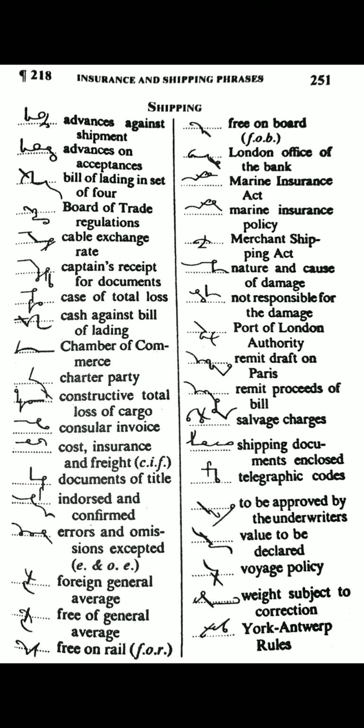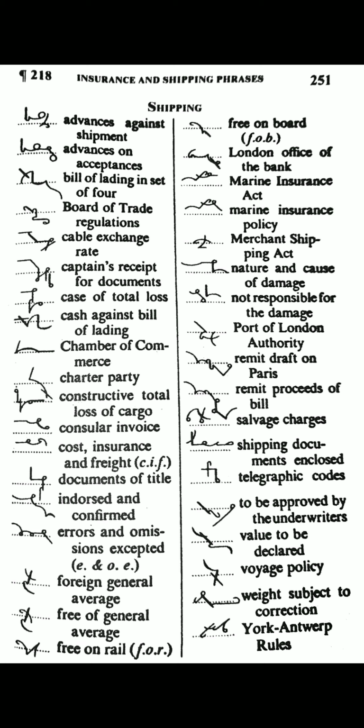Free on board. FOB is the short form of it. Alternative form of for through the line is used here for free, and bar half is used here for board. London office of the bank. Downward L halved with N hook with N is used here for London. F with a circle for office. Intersecting B is used here for bank.